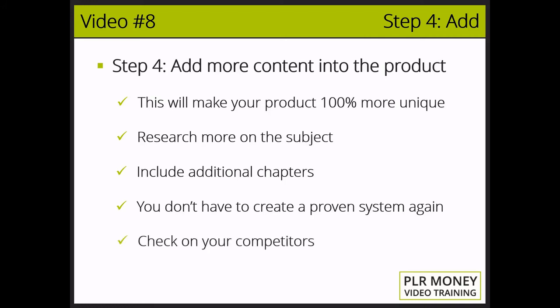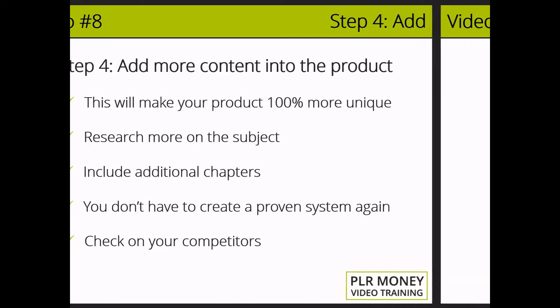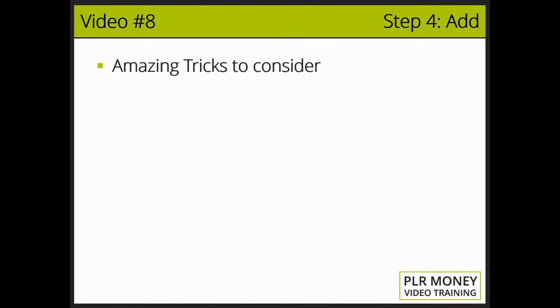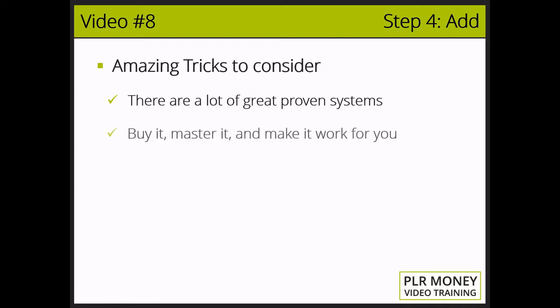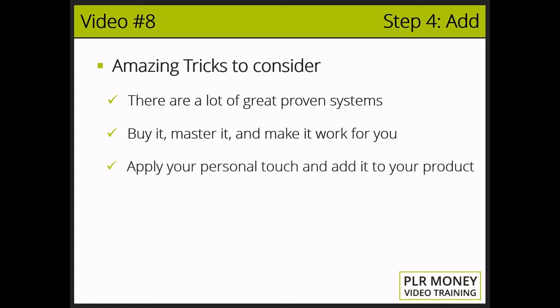Check on your competitors, especially the ones that are in the top of the search engines with the actual name of the product, the original name of the PLR product. Pay attention to what they're offering. Make sure to offer something better than what they are offering. Let me give you a secret technique I do as well. There are a lot of great proven systems out there that bring awesome results, but that the owner doesn't sell as PLR. You can buy it, master it, and make it work for you, as well as get positive results. Apply your own personal touch to it, create your own proven system, and add it to your product.